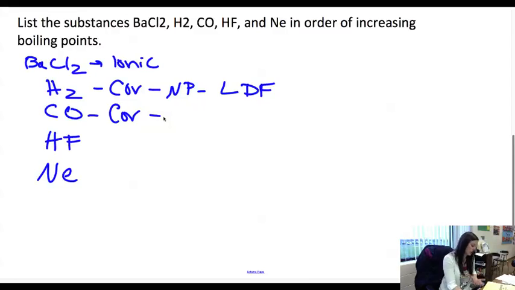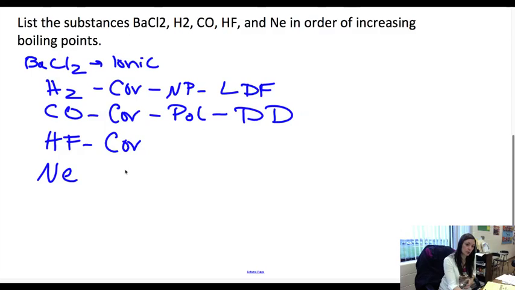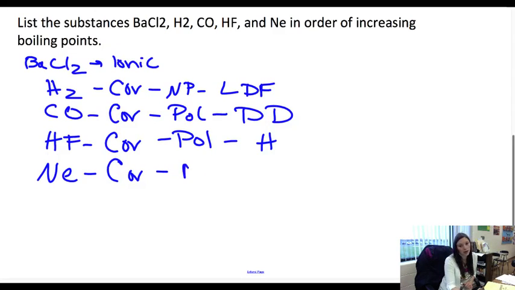I've got CO, two nonmetals, covalent. Is it polar? Yes. How do I know it's polar? Because it's not the same thing bonded to itself. If it's polar, now is it hydrogen bonding or is it dipole-dipole? Well, there's no hydrogen there, so this is dipole-dipole. HF, that is covalent, we've got two nonmetals. Is it polar? Yes, they're not the same. Is it hydrogen bonding or dipole-dipole? This is a hydrogen bond because it has an H bonded to an F. Ne is just a nonmetal. Is it polar or nonpolar? Nonpolar, so we've got London dispersion forces again.